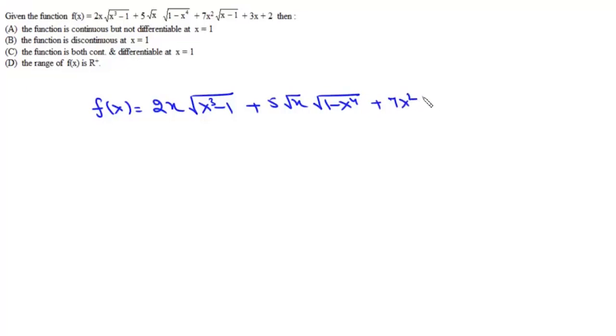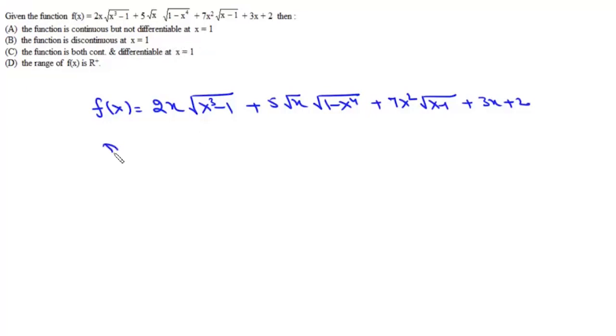Now here the question is, we are given this function f(x), which is 2x into under root of x cube minus 1 plus 5 under root of x into under root of 1 minus x to the power 4 plus 7x square into under root of x minus 1 plus 3x plus 2. And we need to find its continuity and differentiability at x equals 1.